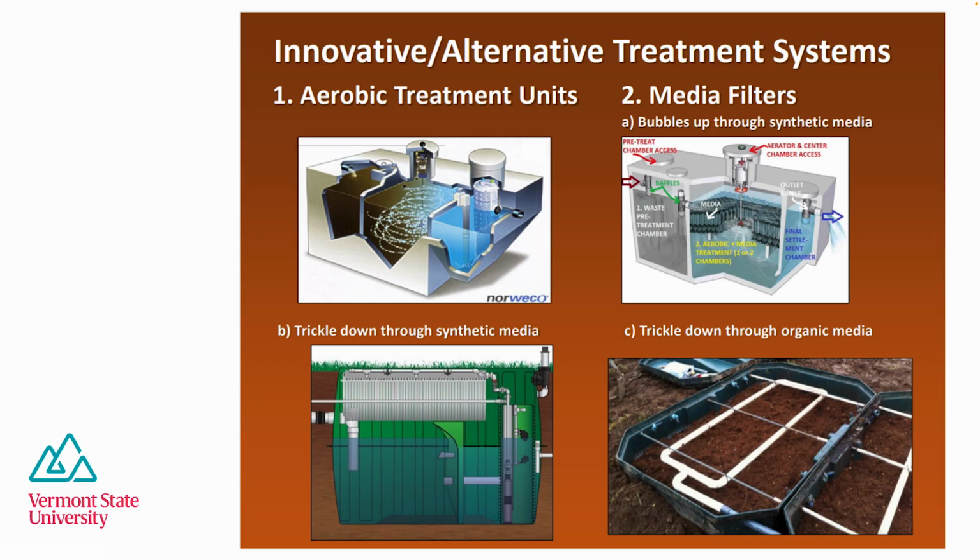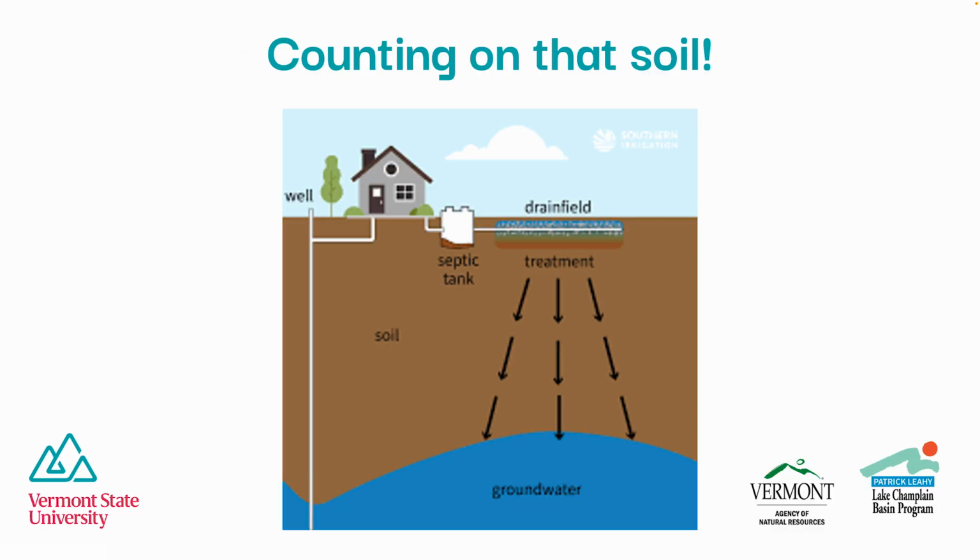These are examples of IA treatment systems. So on the one, aerobic treatment units, there are bubblers that inject air into the system, either from the top, from the bottom, or from the side. Then we also have alternative media filters, and that uses organic materials like cocoa husks or peat materials or algae. For all of these systems, we are counting on that soil below the dispersal system. Now, this picture that you're looking at is pretty exaggerated, but we do depend on a certain amount of soil before it hits groundwater or bedrock to allow for continued treatment of the wastewater after it goes through the dispersal system. This is why we call Vermont's system soil-based.